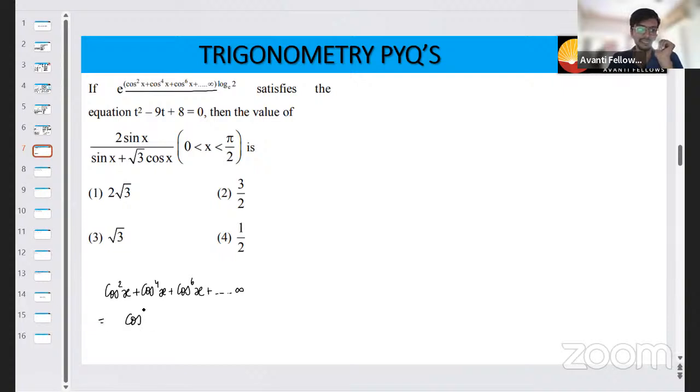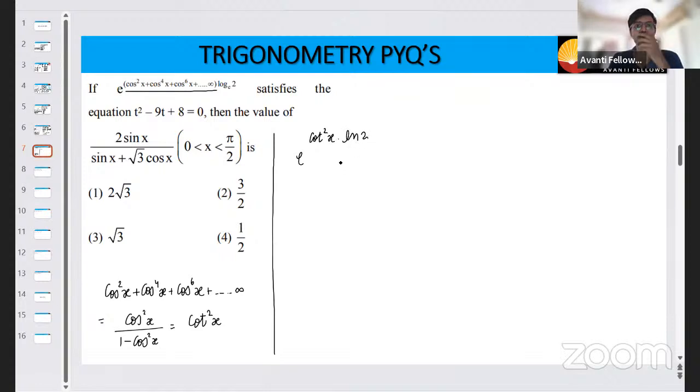उसका फॉर्मूला क्या था? A upon 1 minus R, which is cos square x upon sin square x, which is cot square x. So we got e raised to the power cot square x into ln 2, right? So we can write as e raised to the power ln 2 raised to the power cot square x, which ultimately by property of log, we get 2 raised to the power cot square x, right?